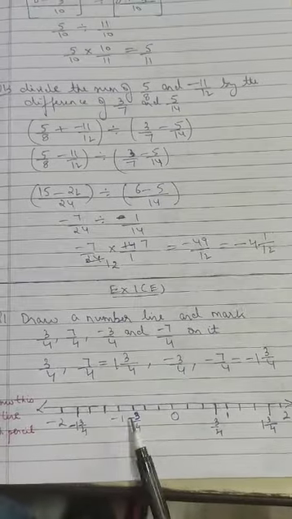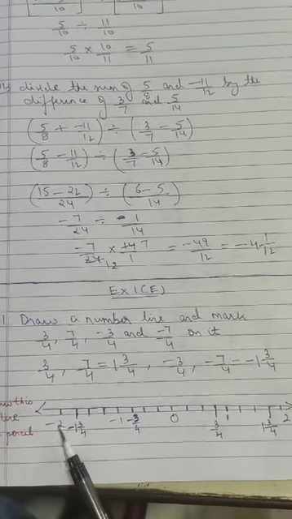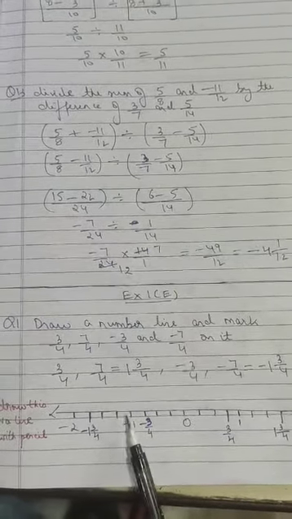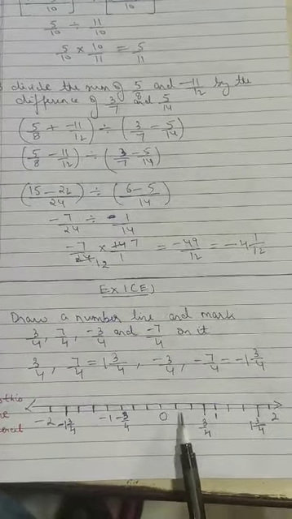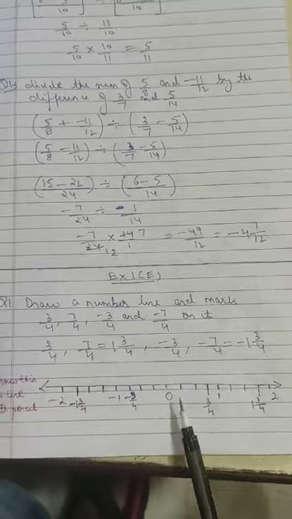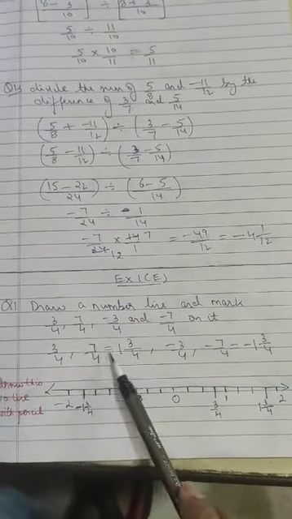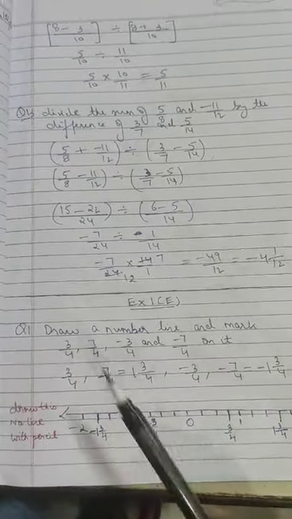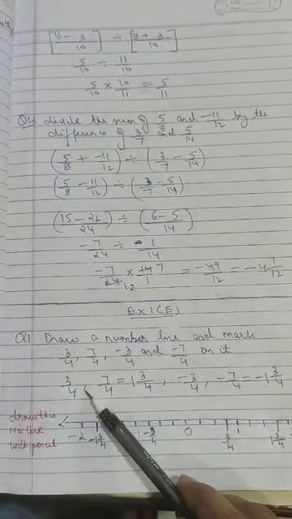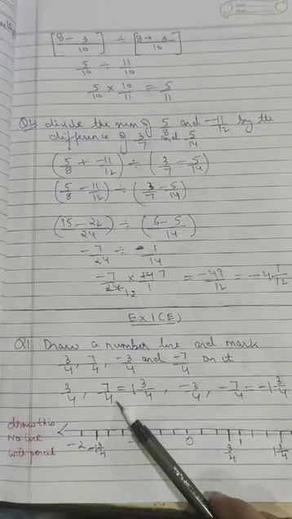Similarly, before 0 we have minus 1 and before that we have minus 2. We are leaving gaps in between minus 1 and minus 2, 0 and minus 1. Similarly, 0 and 1 and 1 and 2, we have left a lot of gap in between because we have to fill up all these numbers. Now, all these numbers are having 4 in the denominator.